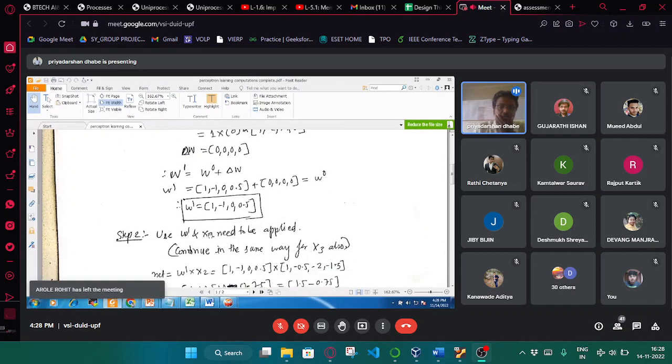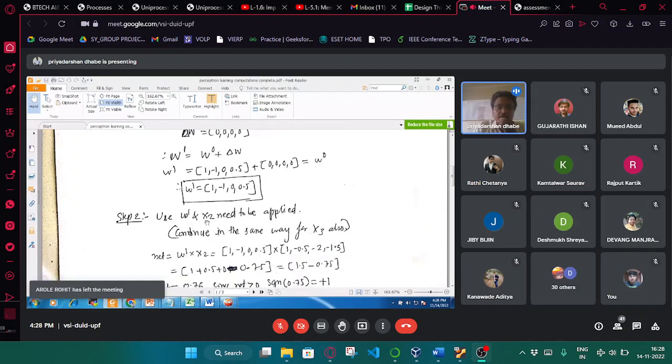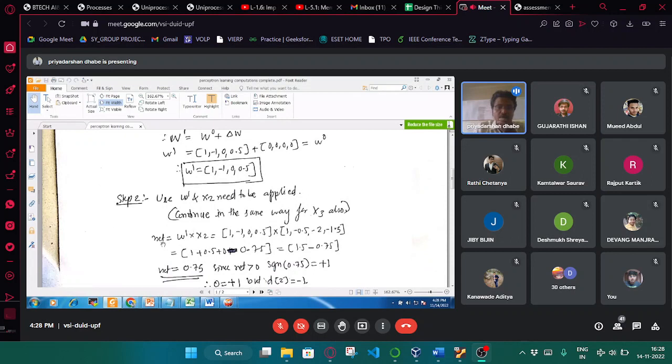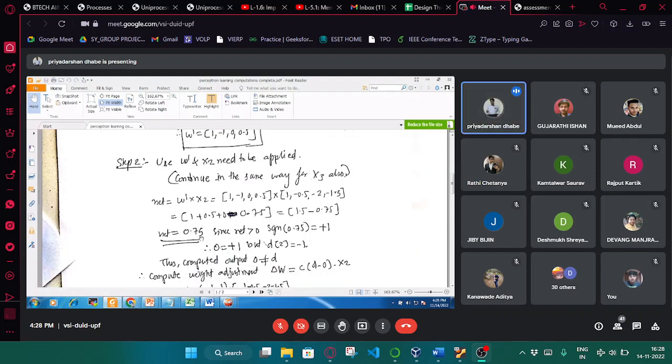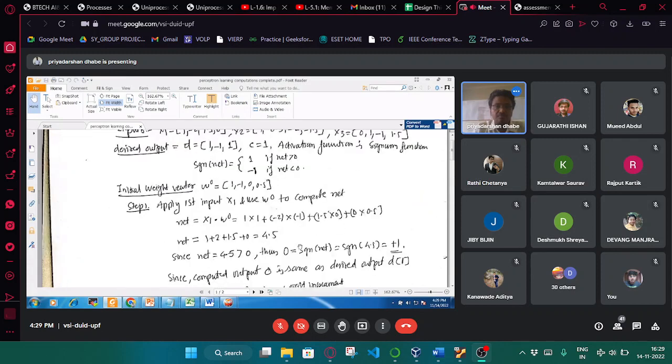So we are using W1 and I have to apply the next input pattern, that is X2. Then again we calculate net as the dot product of W1 and X2. Net is calculated as 0.75. So net is greater than 0, and the signum of 0.75 is equal to plus 1. But see that the desired output for the second input pattern is actually minus 1.